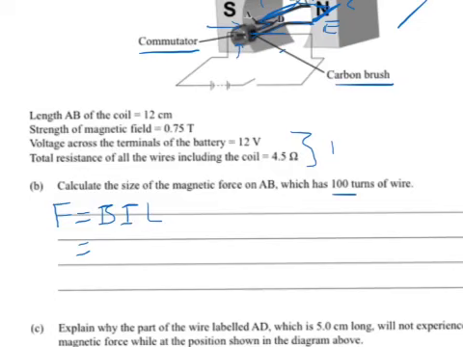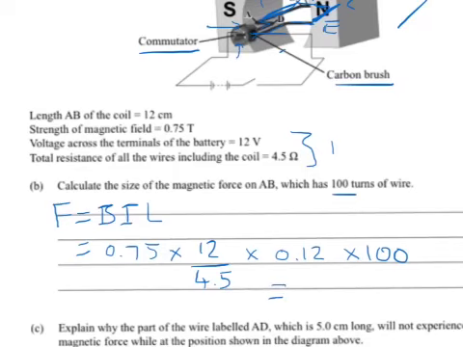So B, we were given, was 0.75 Tesla, and times the current. We don't know the current, but I equals V over R, so it's the 12 volts over the 4.5, that'll give us the current flowing in the coil. And then the length is 12 centimeters, which is 0.12 meters. Now to get that up to 100 times, we have to multiply it by 100, because that was only for one. And when you multiply all that out, you will end up with 24 newtons.